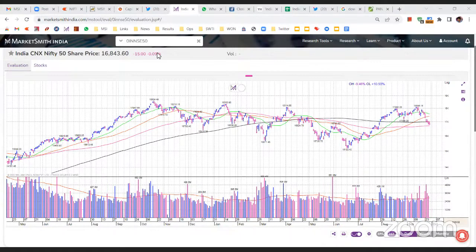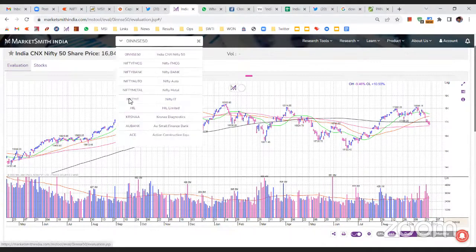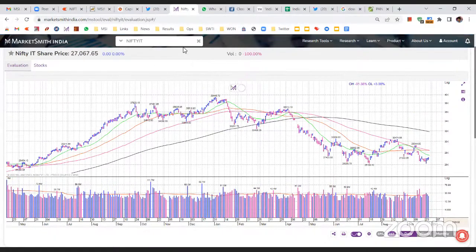One more sector I would like to point out is Nifty IT. Nifty IT has been in a bearish phase. You can see that from the start of this year, from January, the index has been in a downtrend after making a high of nearly 40,000. It is currently trading around 27,000.